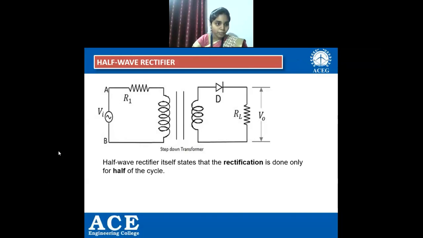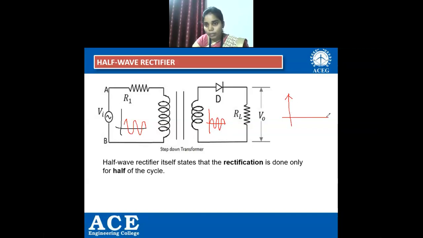Now I am going to draw here. Now let us take the input signal here. This is our input signal in this way. And here we are going to get the same signal which is stepped down. Okay. And here we can see the output.